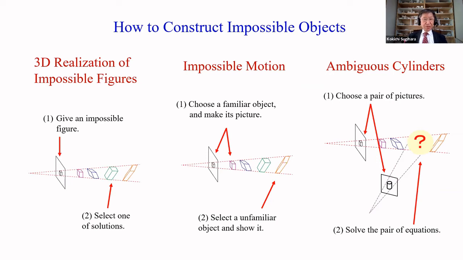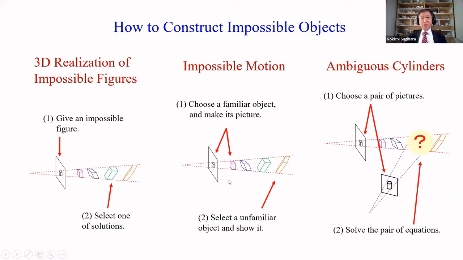And because we can state the planarity and the connectivity in the equations, the realized object has no curved surface and no discontinuity gap. And the second one is impossible motion illusion.